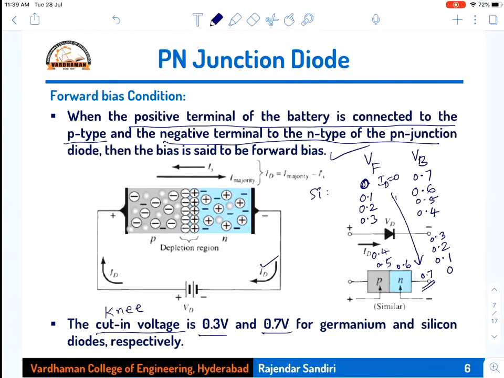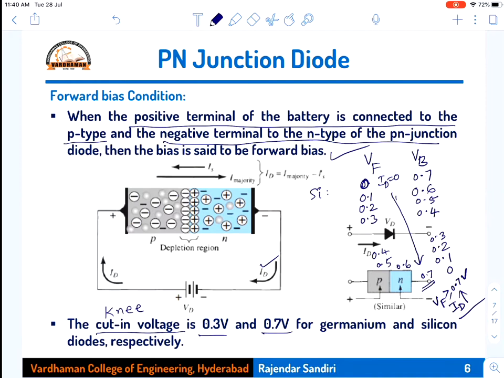Now when the forward voltage is greater than or equal to 0.7, then current starts flowing, current increases. So in the forward biased PN junction diode, if you keep on increasing the forward voltage from 0 onwards, up to 0.7 volts, the current will be 0 only, because in this range, as you keep on increasing, it is cancelling the barrier potential already created due to diffusion.